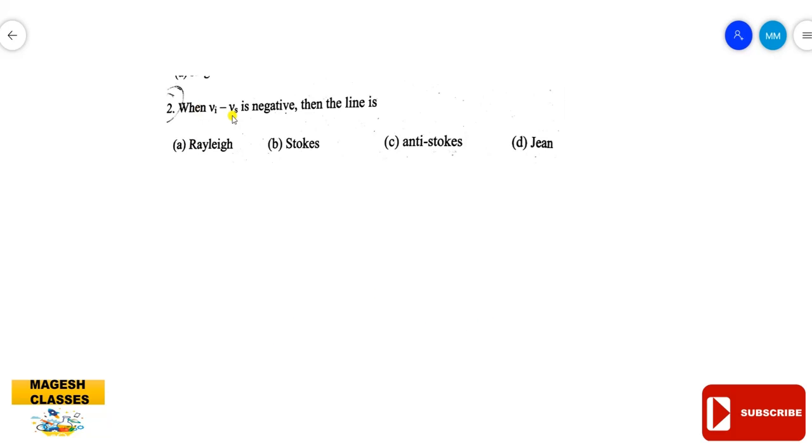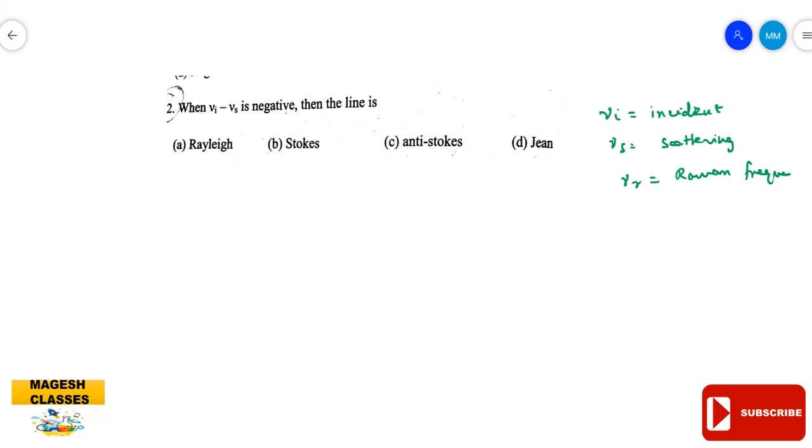Next question. When nu I minus nu S is negative, then the line is. So it is the Raman spectroscopy. Here nu I is the frequency of the incident radiation, and nu S is the frequency of the scattered radiation. In classical Raman spectroscopy, nu R is the Raman frequency.